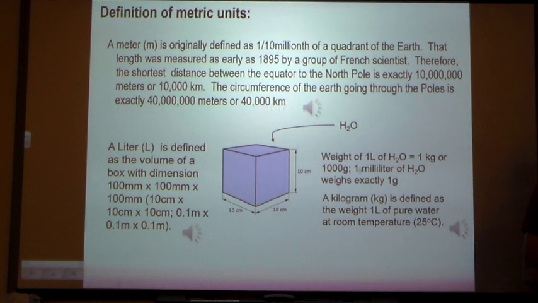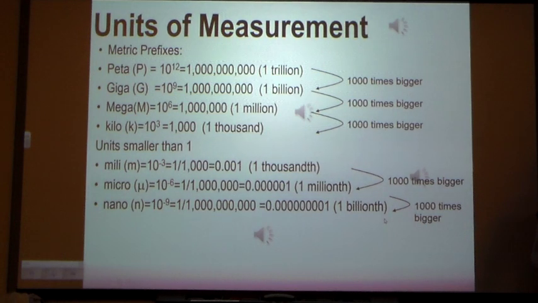All right, so these are the original definitions of metric units. You can see here it actually comes from some convenient things that you can reproduce yourself. Once you have a meter ruler, you can build these things yourself. All right, so that is the metric measurements.